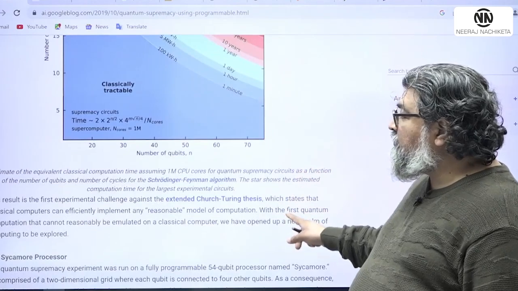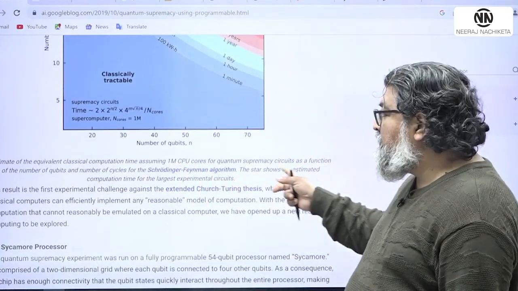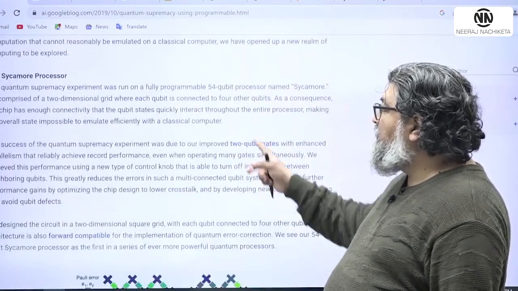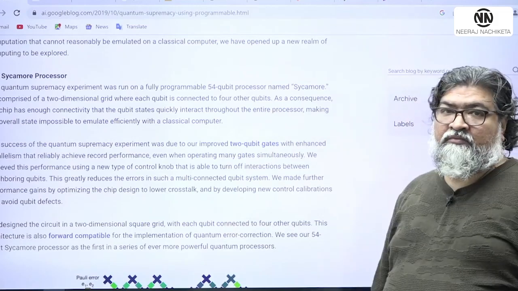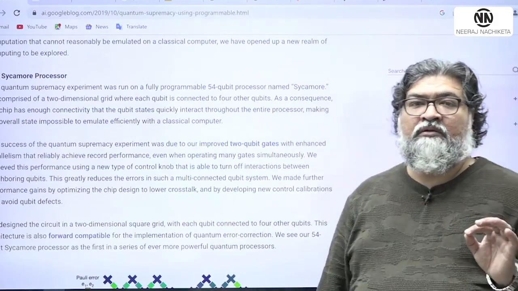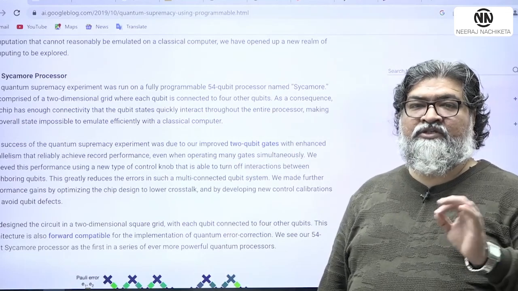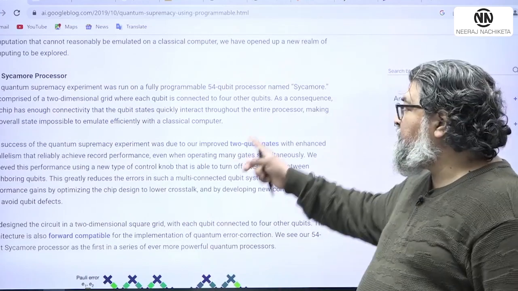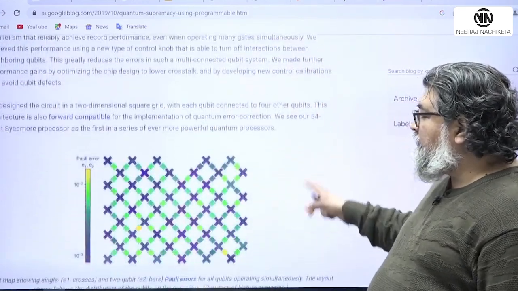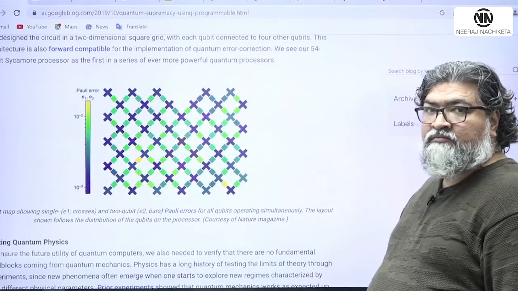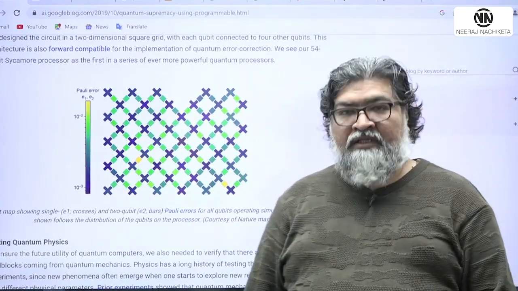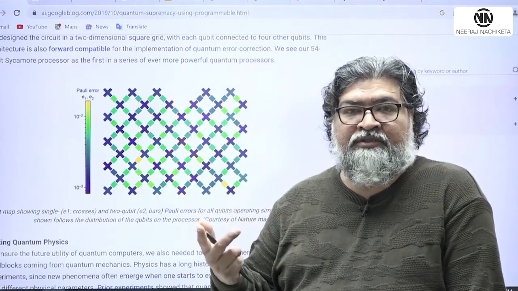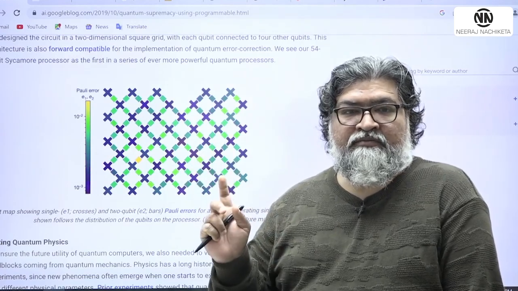And you can see what is mentioned here: equivalent time assuming 1 million CPUs. Quantum supremacy, they have done that. Sycamore processor, 54 qubit processor. That name of the processor, what you have seen in the image, is called Sycamore. It worked with 54 quantum bits. So this is testing quantum physics at the lab level. Tomorrow in future, we'll have quantum computers which will work with such kinds of processors, right?